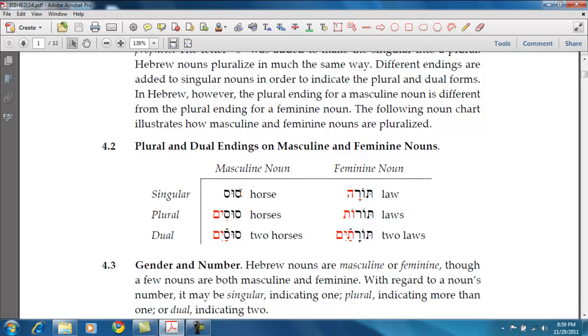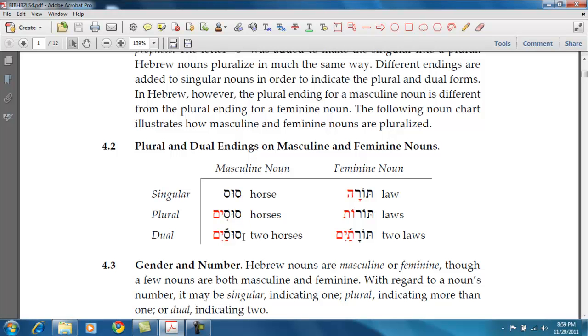Right here, you'll see under the masculine noun, we have in the singular form what we call sus. It's samech, shureq, samech, sus. If we want to make a masculine noun plural, we will call it susim. This is sus, susim. Remember, consonant, vowel, consonant, vowel, consonant. Susim is the plural for horses.